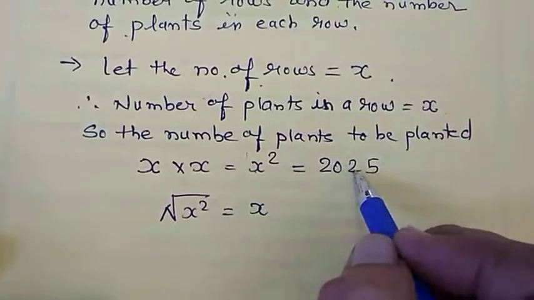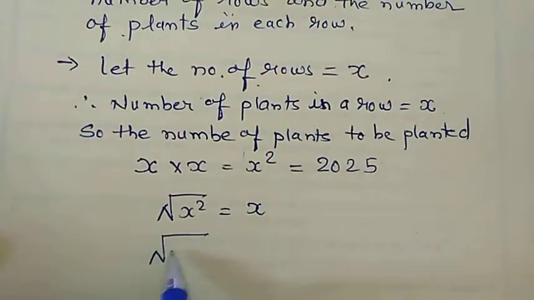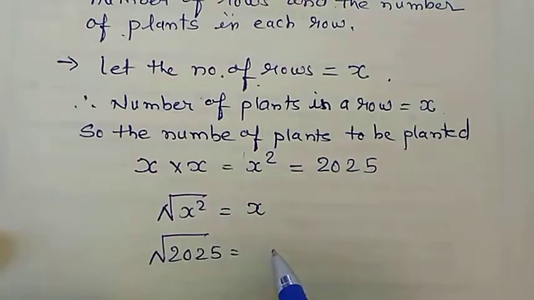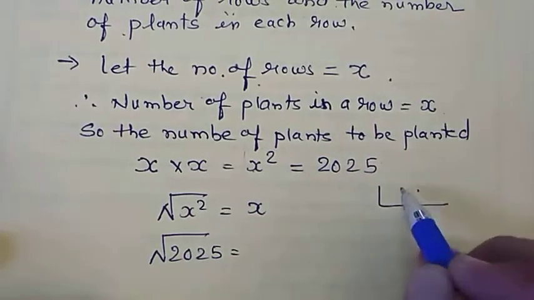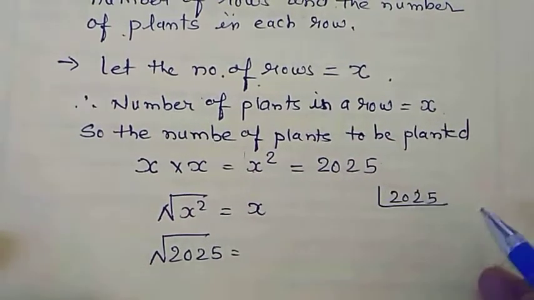So x square is equal to 2025. So we can find the square root of 2025, and we will get the value of x. Clear? Now for this we need to find the prime factors of 2025.